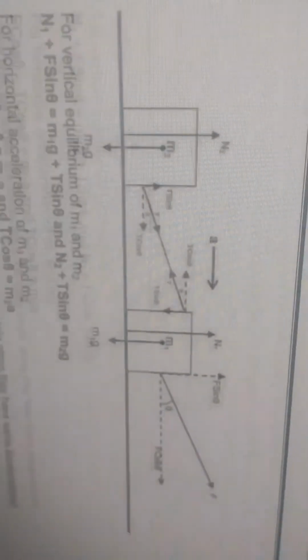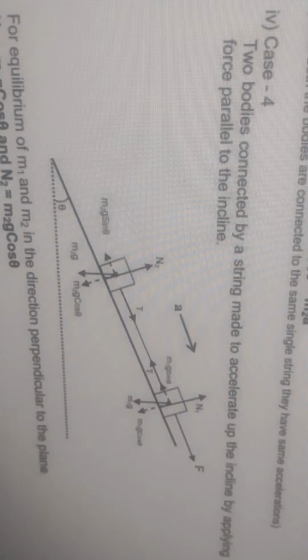Case 3 is two bodies connected by a string on an inclined plane. This is an inclined plane, so the mg will be in the downward direction. Two bodies are connected by a string made to accelerate up the incline by applying force parallel to the incline. This is how to take it, because I have explained it already. Theta is here. So this is F of x.